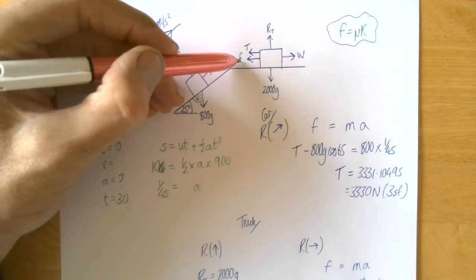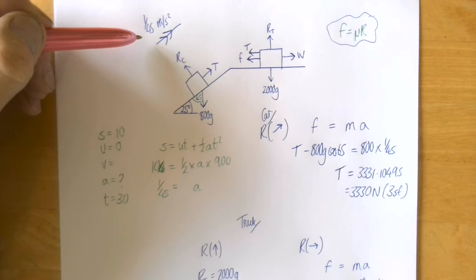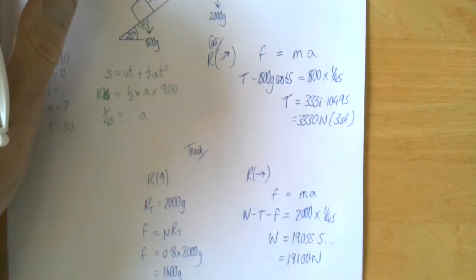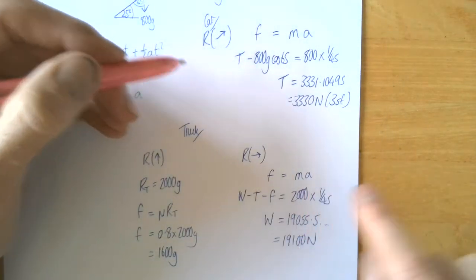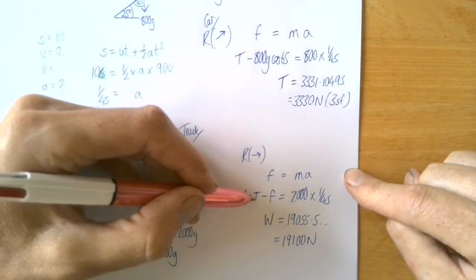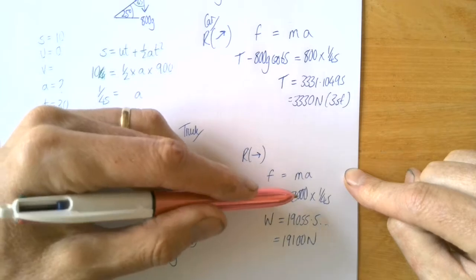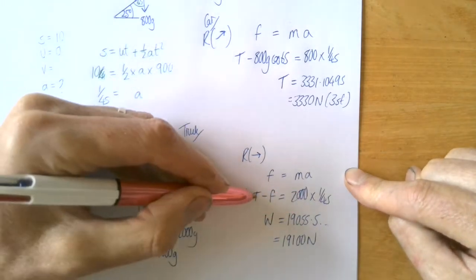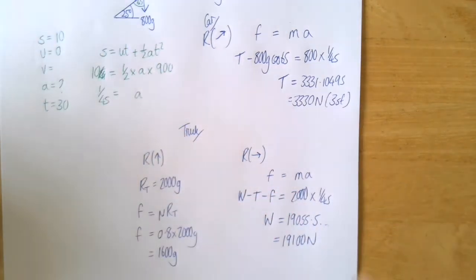I now know F, that's 1600 G, and I know it's accelerating. So I can now look horizontally and use F equals ma. So I've got the force pushing it forwards, W, take away the tension pulling it back, take away the friction, equals mass times acceleration. I know this, so I can work out W.